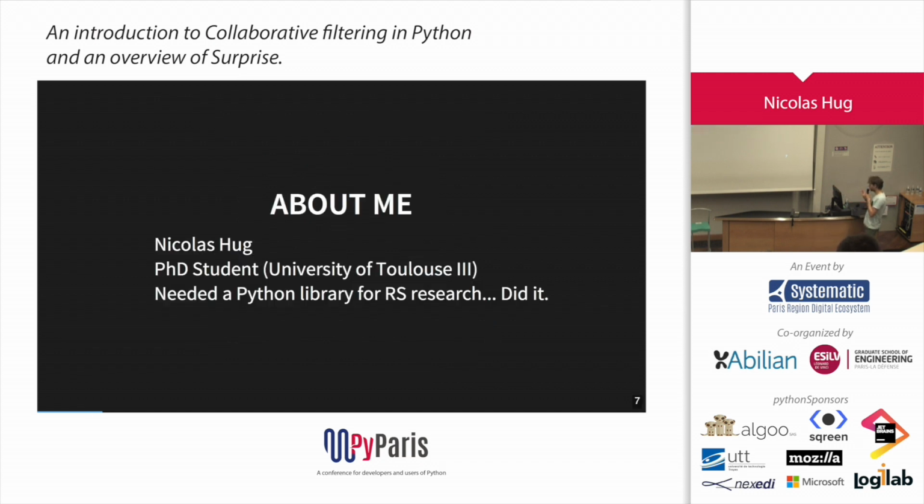So just a quick word about me. I'm a PhD student in Toulouse in the south. I'll be defending in 3 weeks, so I'm almost done, which is great. Basically, I needed a library to make a few experiments on recommender systems. There was no library at the time that really suited my needs, so I decided to make it. And I'm going to present that also during this talk.